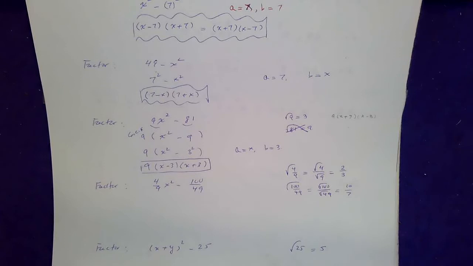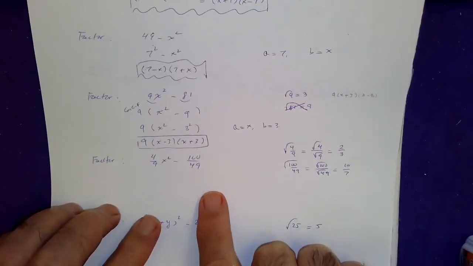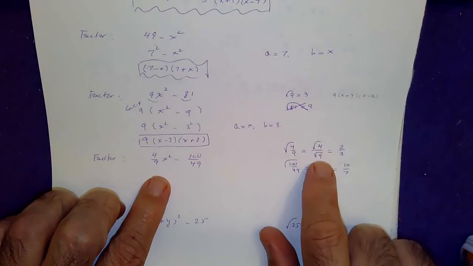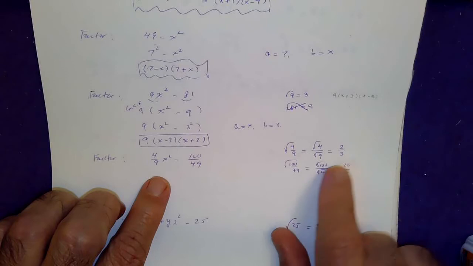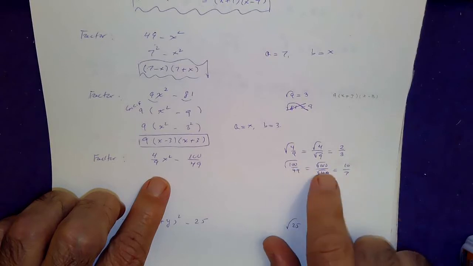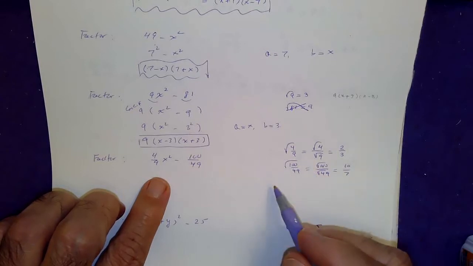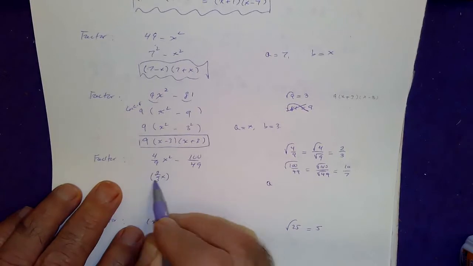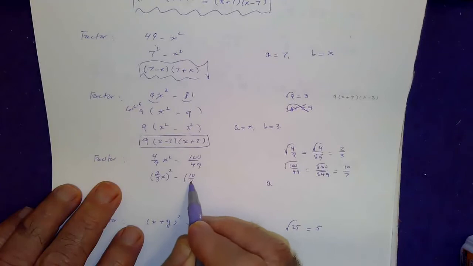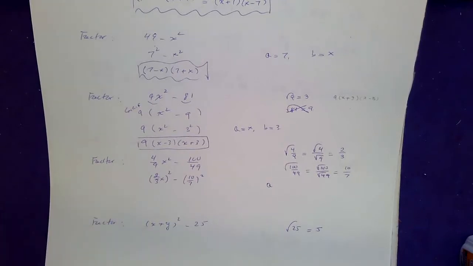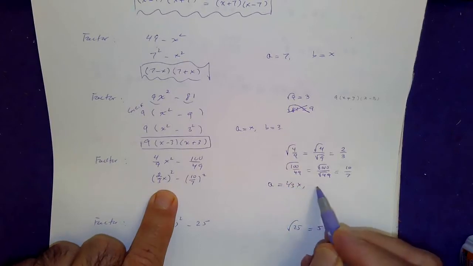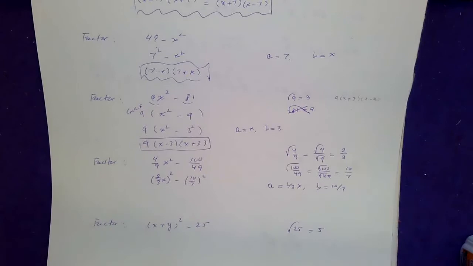Do you see it? Is this one a difference of two squares? Yes, because the square root of 4 over 9 is the square root of 4 divided by the square root of 9, which is 2 over 3. The square root of 100 over 49 is the square root of 100 over the square root of 49, which is 10 over 7. So I can write this as 2/3 x squared minus 10/7 squared. Now I have a difference of two squares, so a is equal to 2/3 of x and b is equal to 10/7.